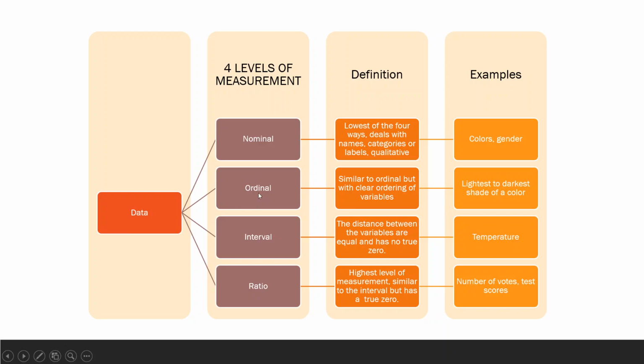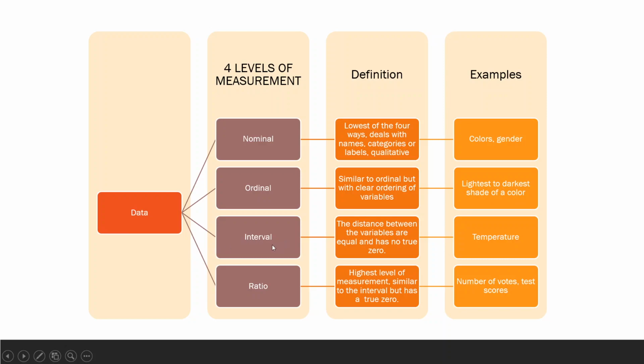Next one, we have the ordinal data. This is also similar to the nominal, but we have a clear ordering of variables here. So for example, we will arrange a certain color from its lightest to darkest shade.